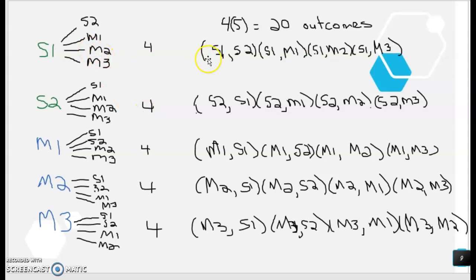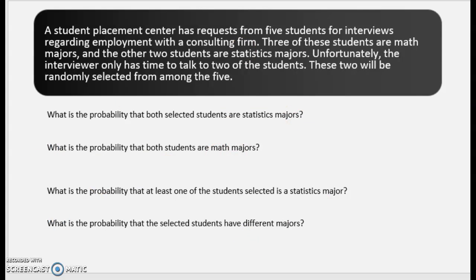We are only looking at, out of the 20 outcomes, which ones have statistics student 1 and 2. And so in this particular case, I would use this outcome and this outcome. Out of all the ones, those are the only 2 that have both statistics students. So I'm going to go ahead and say then that the probability that both selected students are statistics majors is going to be 2 outcomes out of 20, which is equal to 1/10 or 0.1.